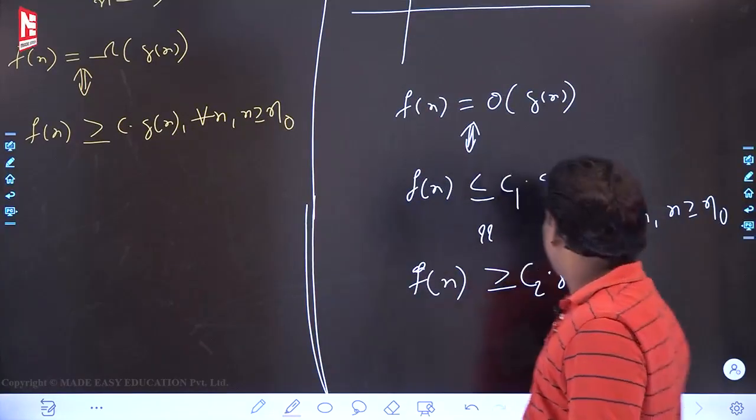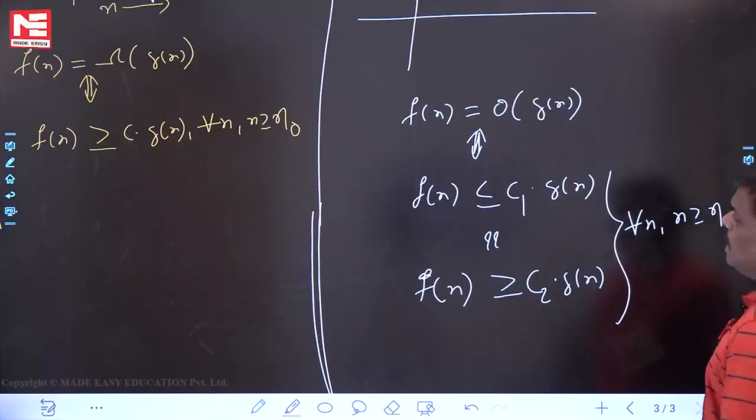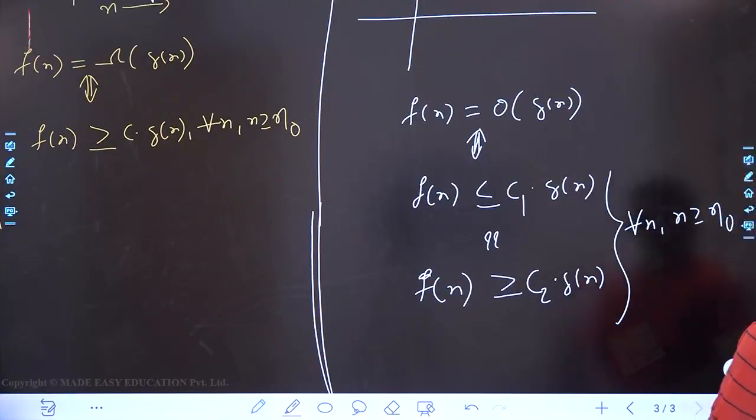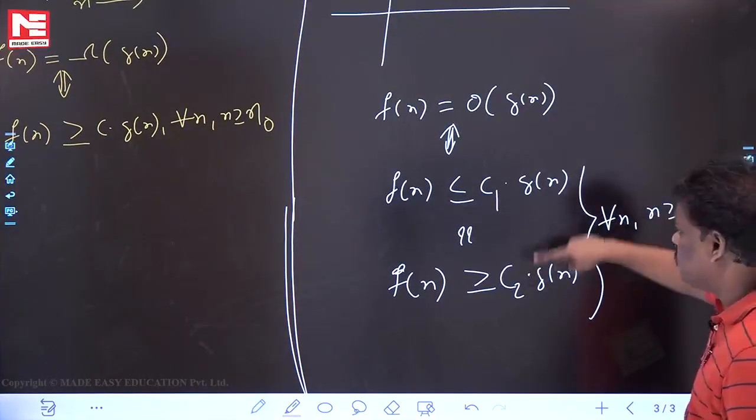For all n, where n is greater than or equal to n0, f of n is theta of g of n if and only if f of n is less than or equal to some c1 into g of n, and f of n is greater than or equal to some c2 into g of n for all n where n is greater than or equal to n0. This is the definition, everyone knows.